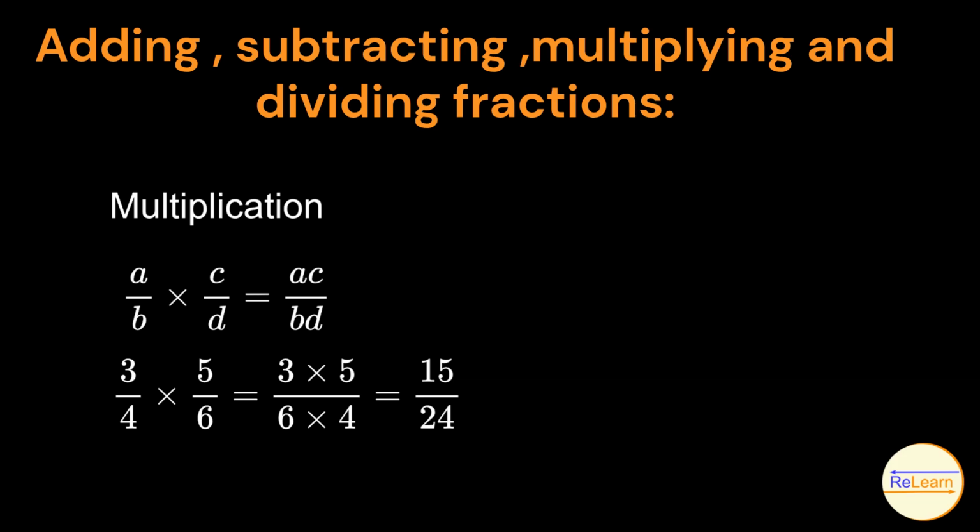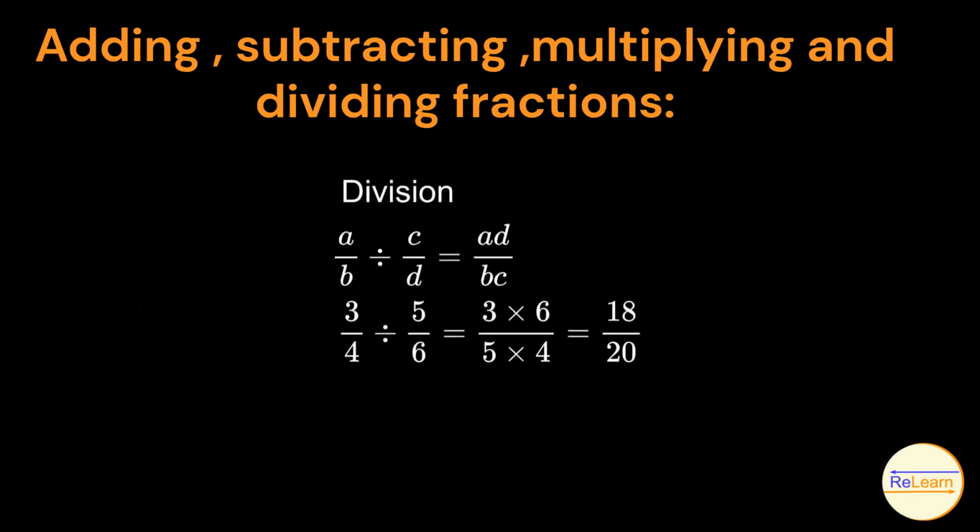Multiplication. A upon B multiplied by C upon D is equal to A times C upon B times D. Example, 3 by 4 multiplied by 5 by 6 is equal to 3 times 5 divided by 4 times 6, which is 15 by 24. Division. A upon B divided by C upon D is equal to A times D upon B times C. Example, 3 upon 4 divided by 5 upon 6 is equal to 3 times 6 upon 5 times 4, which is equal to 18 upon 20.